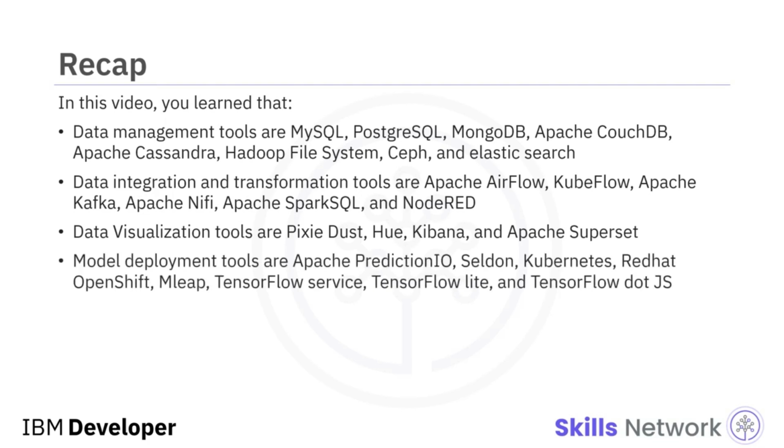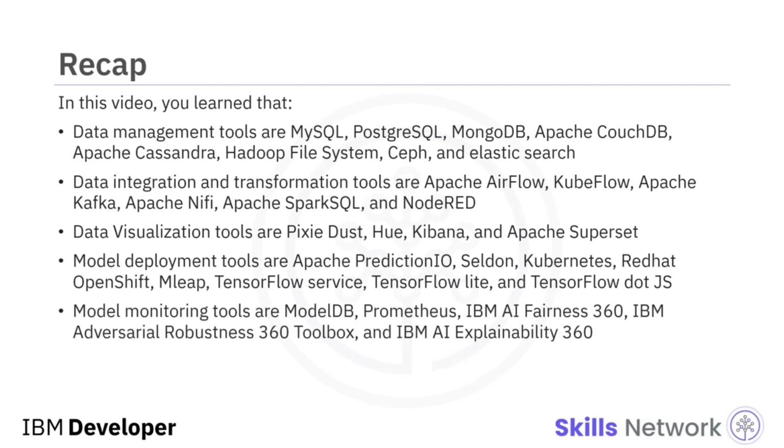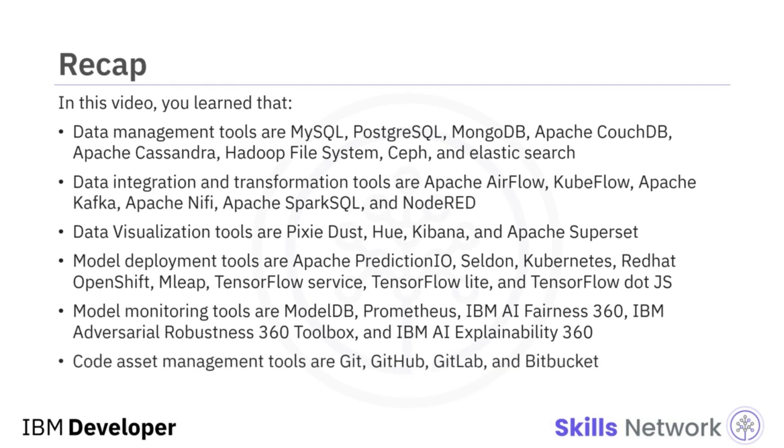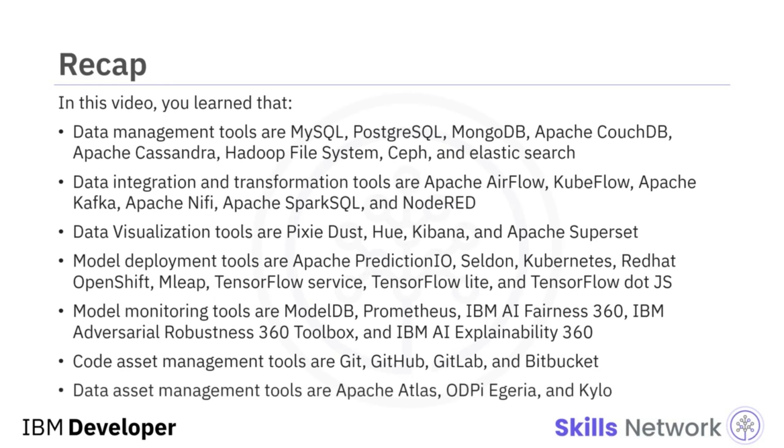Model deployment tools are Apache Prediction.io, Seldon, Kubernetes, Red Hat OpenShift, mleap, TensorFlow Service, TensorFlow Lite, and TensorFlow.js. Model monitoring tools are ModelDB, Prometheus, IBM AI Fairness 360, IBM Adversarial Robustness 360 Toolbox, and IBM AI Explainability 360. Code asset management tools are Git, GitHub, GitLab, and Bitbucket. And finally, data asset management tools are Apache Atlas, ODPI Ageria, and Kylo.